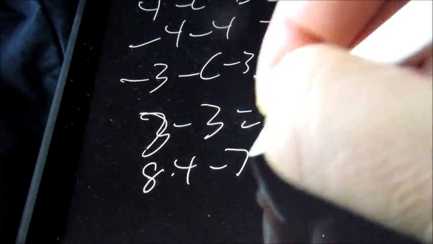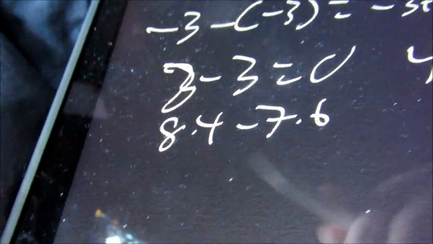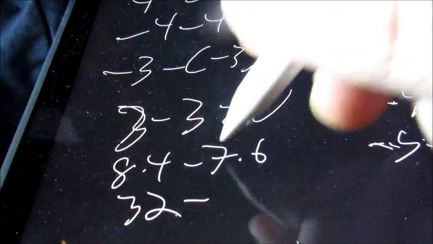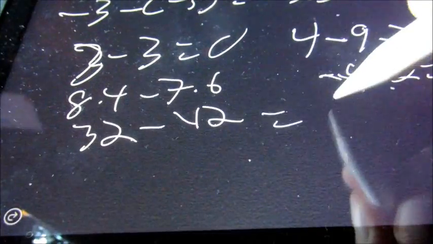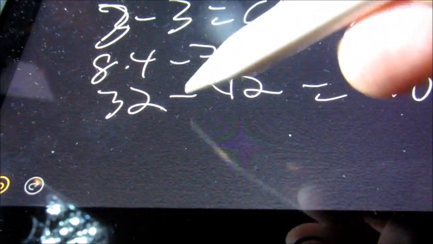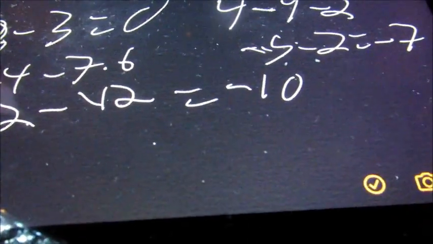So let's do one that also has multiplication. 8 times 4 minus 7 times 6. We're going to do our multiplication first. We have 8 times 4 is 32, minus 7 times 6 is 42. So we're going to do big minus small, which is 10. The bigger number has a negative sign, so the answer is negative 10.